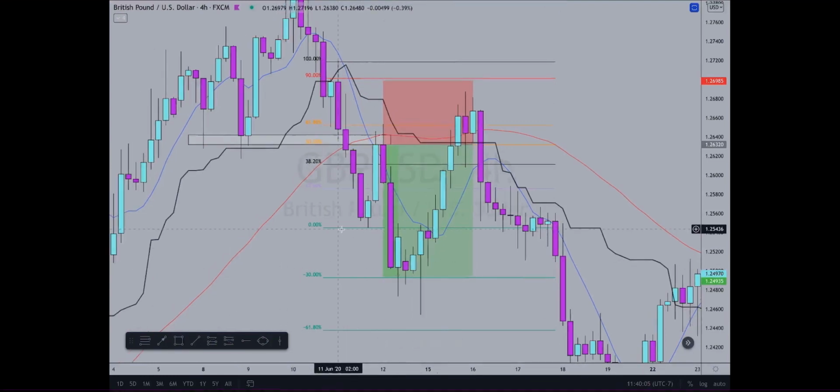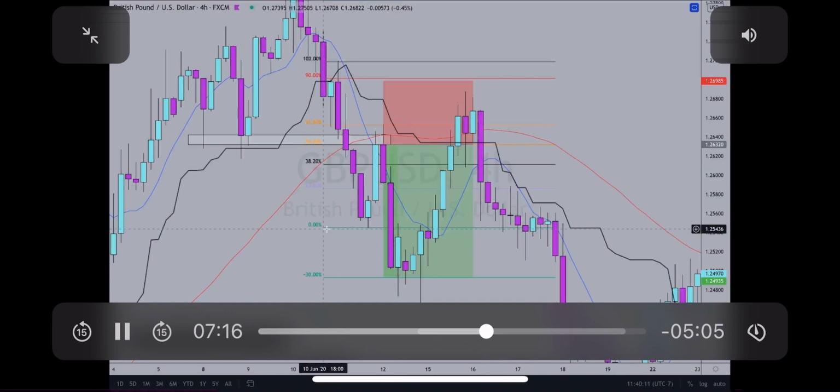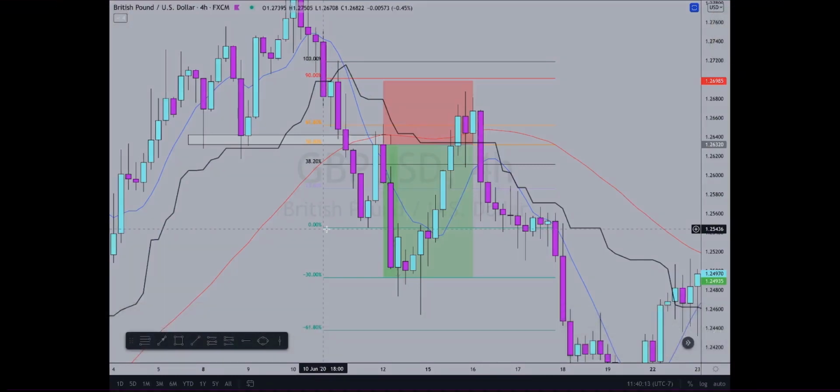Okay, so what I'm going to do right now is go through, mark up a bunch of examples, buys and sells, show you the Fibonacci, and then afterwards we'll talk about when it's valid and when it's not. Okay, so here we go.